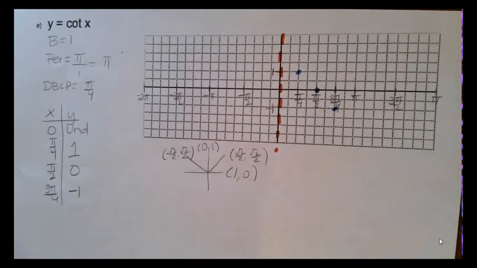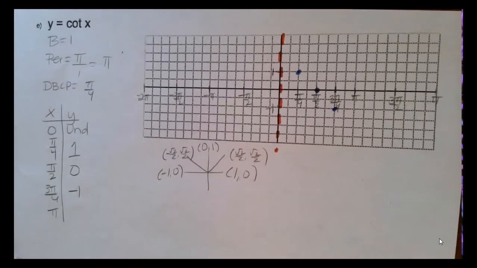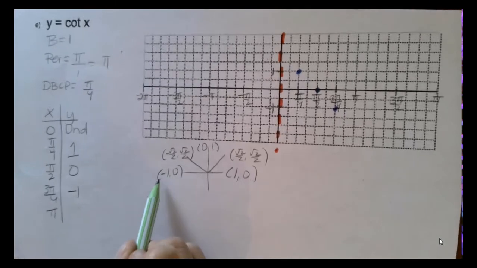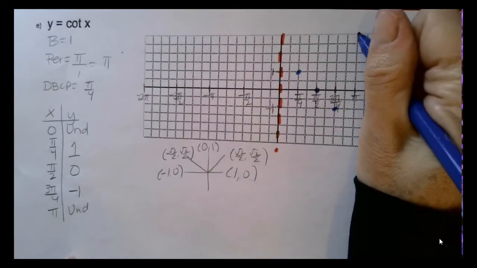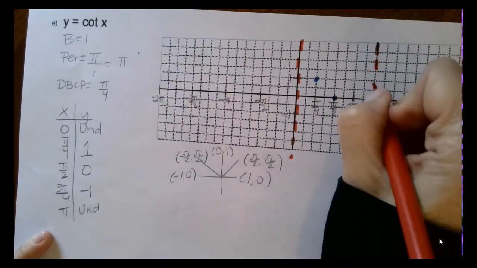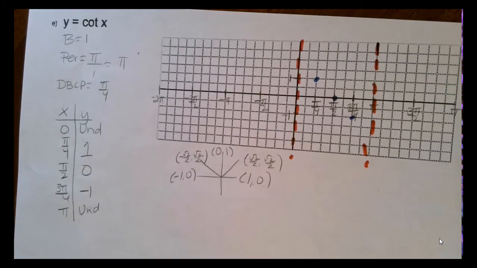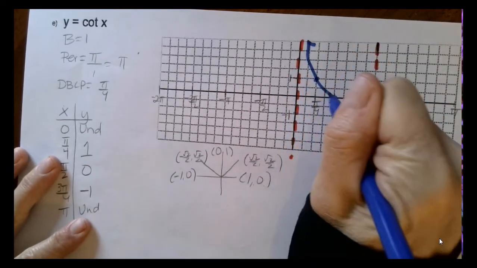And the last thing I'm going to put in my table is pi. The coordinates of pi are negative 1, 0. Cotangent is x over y, so it's negative 1 over 0, so it's undefined. So that's where the next asymptote is. So cotangent looks like this.